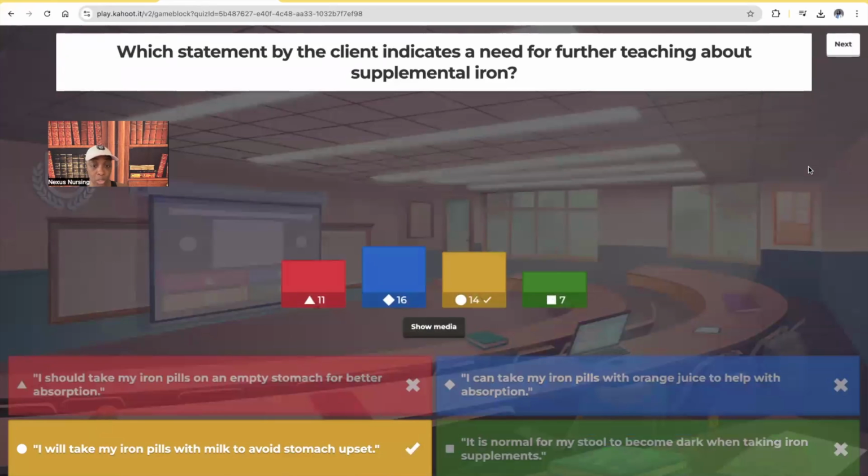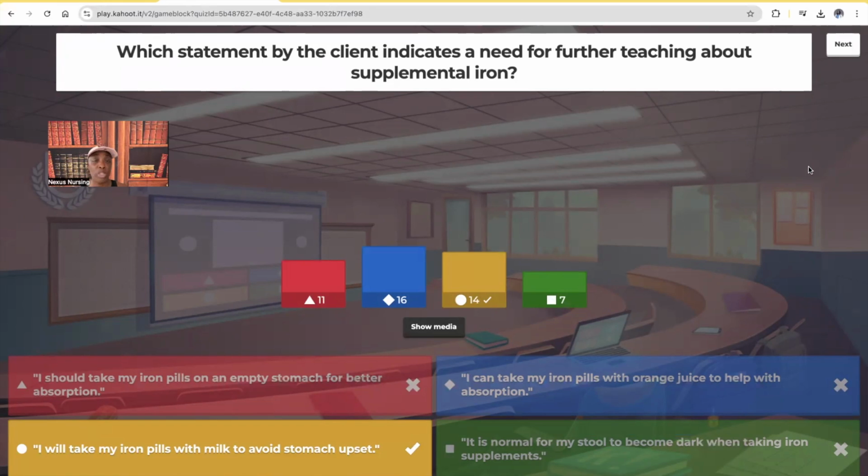Wow, most of you guys chose the wrong answer. You chose, I can take my iron pills with orange juice to help with absorption. Go back to the question. The question says, which statement by the client indicates a need for further teaching? That means which one's a wrong answer choice.